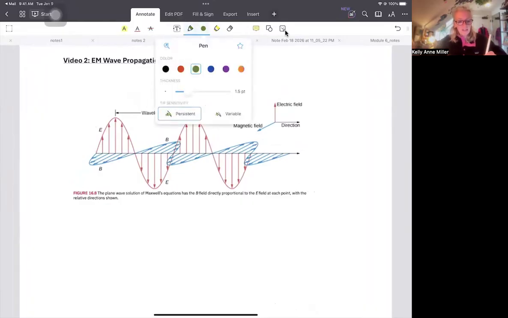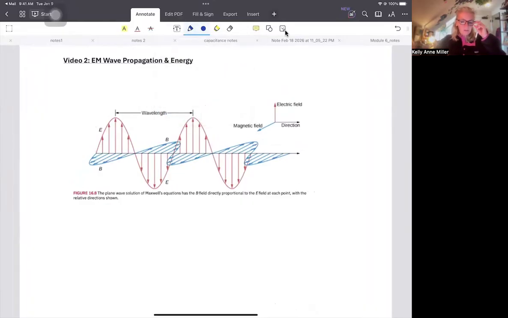So this is an electromagnetic wave propagating through space. You can see that the electric field is in one plane. The magnetic field is orthogonal, so 90 degrees to that plane. And then the propagation direction is 90 degrees from both of those. You can actually use your right hand to figure out the direction of propagation, and I'll write this out mathematically in a second.